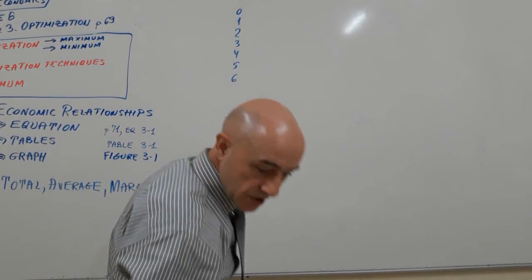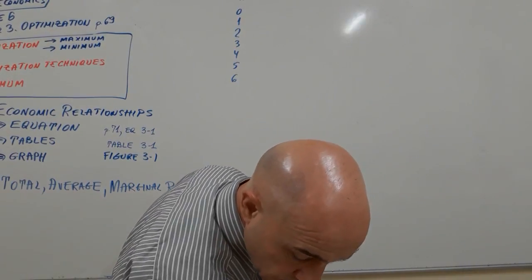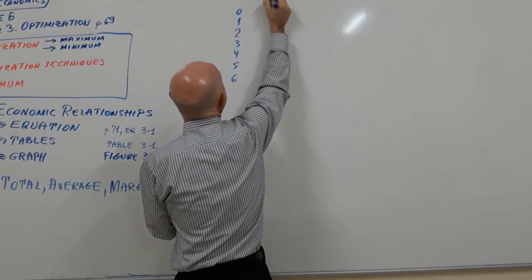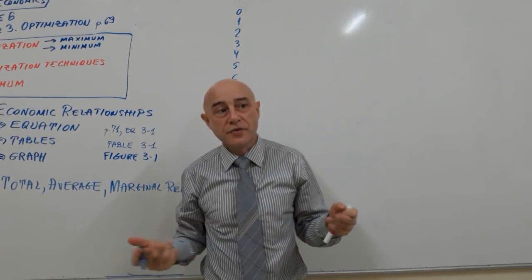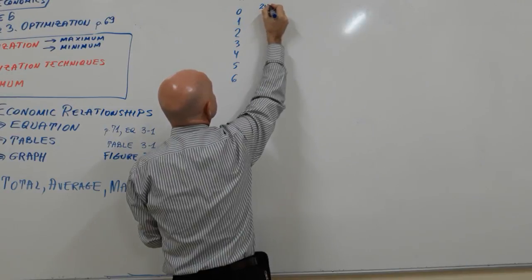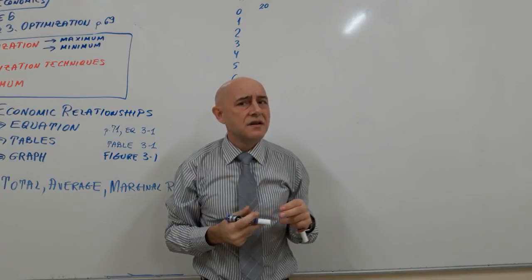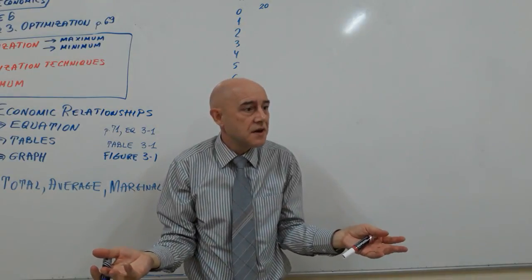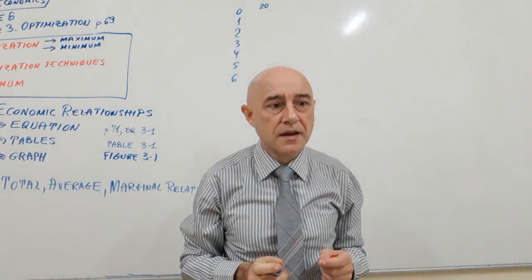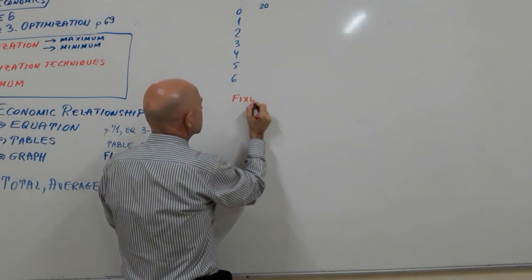Now, total cost. 20, okay, total cost. This is the cost to produce, to manufacture. Well, even if you're producing 0, you still have a cost of 20. How is this possible? You produce nothing but have a cost. How could that be? Answer: fixed costs.